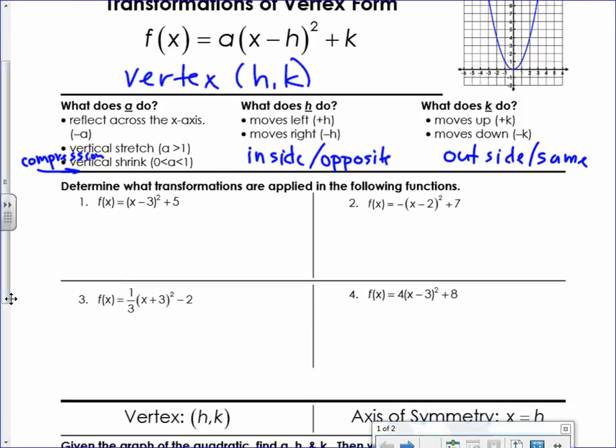Now, all we're going to do real quickly is talk about some transformations, okay?